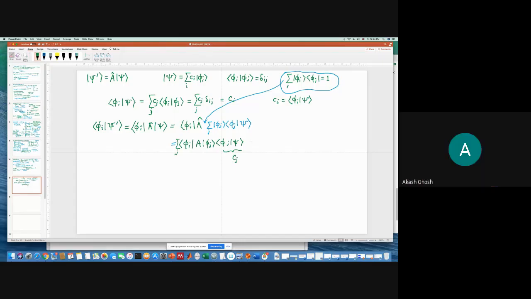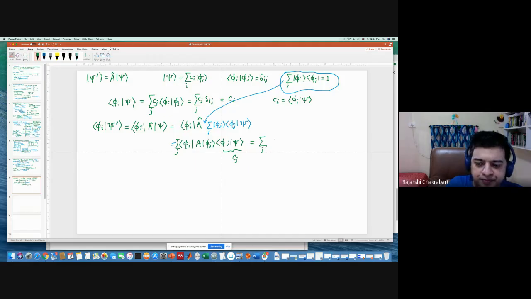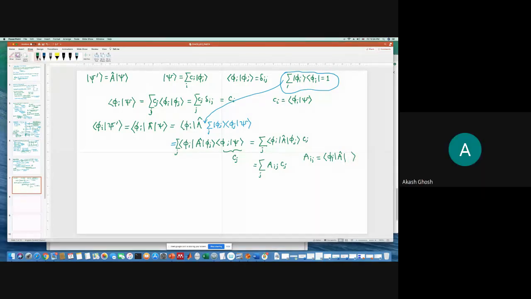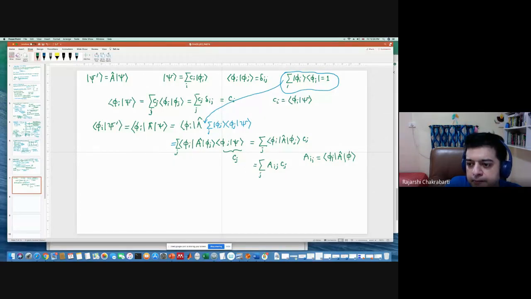So what I have here is the sum over j of phi i A phi j cj. I don't want to write this thing again and again, so I write it like a ij into cj. I define that aij is this. Essentially, it is an integral. I hope you are following. Not very difficult. So this is my definition of aij.